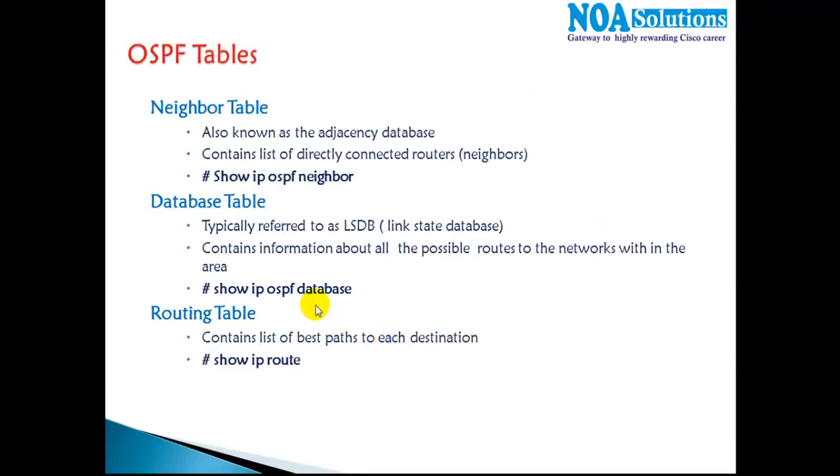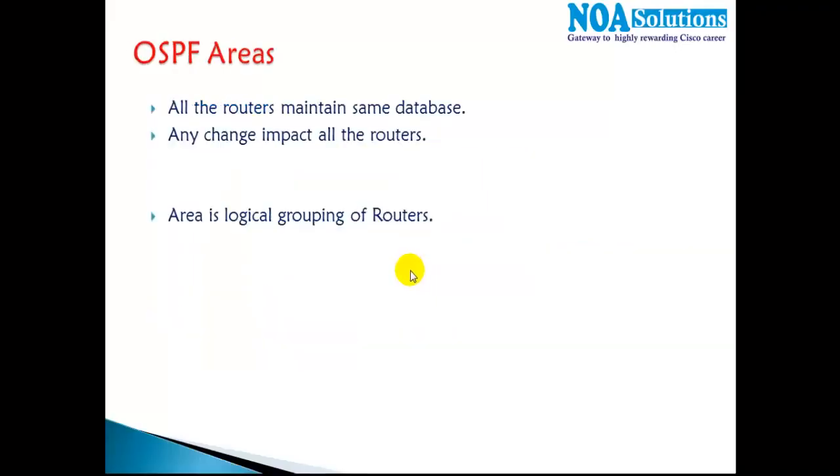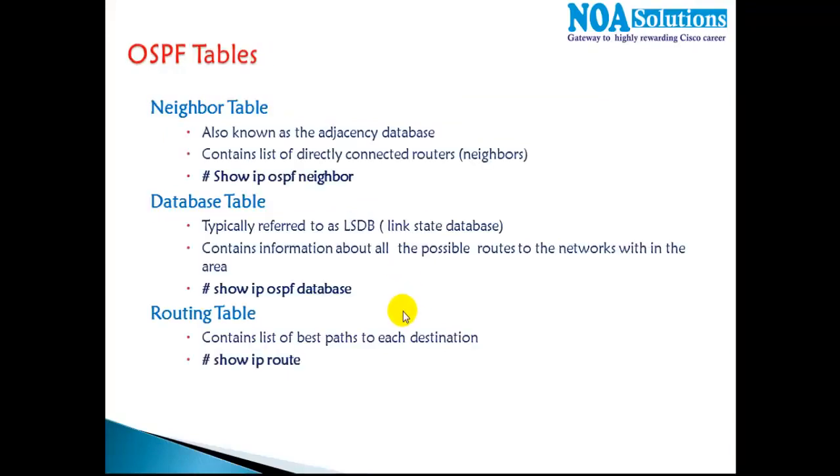And then the tables: the major difference between the OSPF topology, the OSPF database table, and the EIGRP topology table is that in EIGRP it's going to maintain only the best route information, whereas the OSPF database is going to maintain all the possible routes information. That's the major difference between the OSPF database table and the EIGRP topology table.